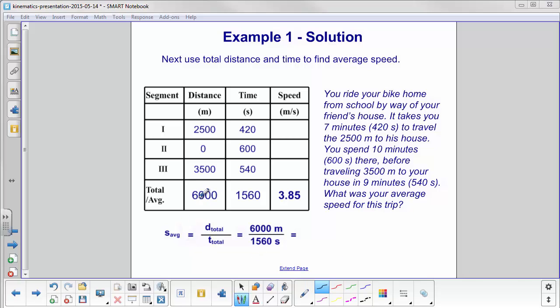So we have now divided the total distance traveled, which is 6,000 meters, by 1,560 seconds, and over here we have 3.85 meters per second. Notice how the units come out very nicely just by following the equation. We have meters over here divided by seconds, that's meters per second.